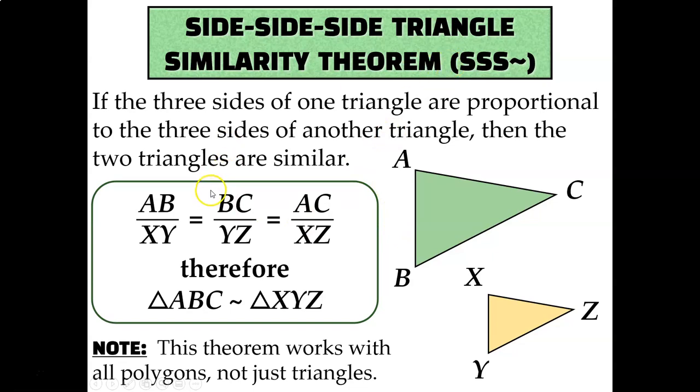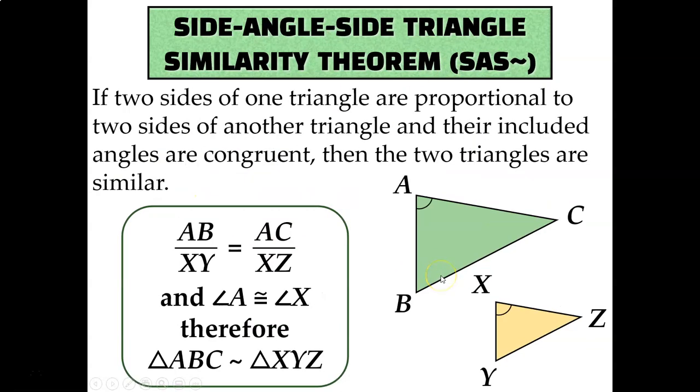And our last theorem is the Side-Angle-Side Triangle Similarity Theorem, or SAS squiggle. This theorem states that if you have two pairs of proportional sides and their included angles are congruent, then the triangles must be similar. For example, if AB over XY is equal to AC over XZ, and angle A is congruent to angle X, then triangle ABC is similar to triangle XYZ.